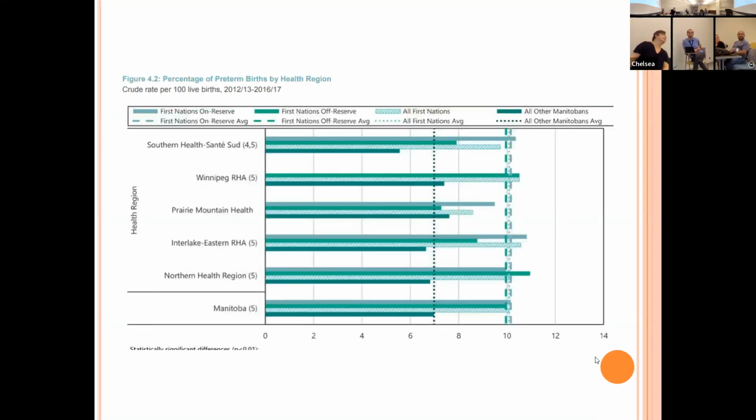And not shockingly, it's highly affected by sociodemographics and indigenous status, right? So again, First Nations folks are much more likely to have preterm births. Across your different health regions, there are some discrepancies because there are general sociodemographic differences across the different health regions.